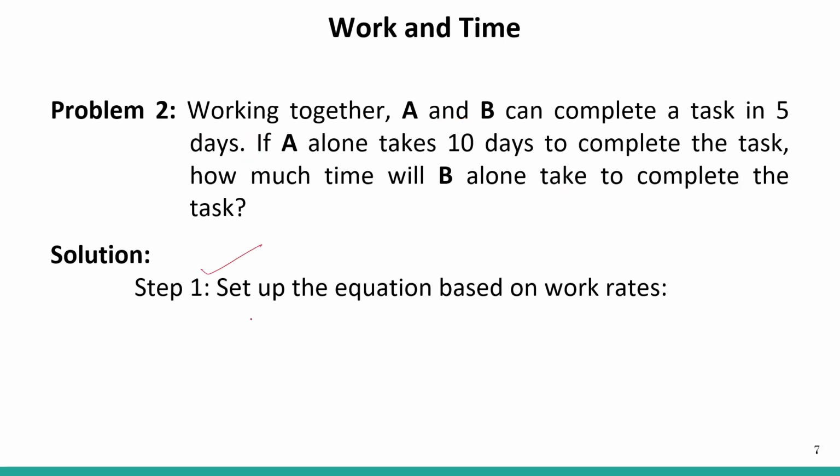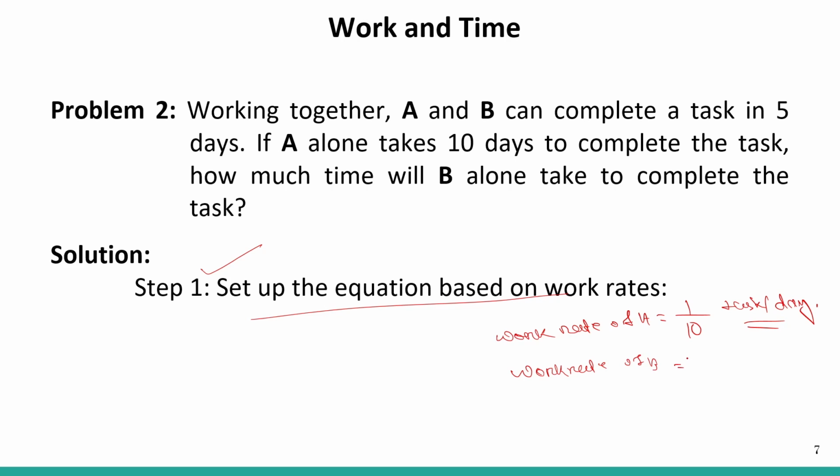What we do is set up the equation based on our work rates. The work rate of A is equal to 1 by 10, that is 1 by time, which is 10, this much task per day. So this is the work rate of A. And what will be the work rate of B? That is unknown here. So the work rate of B is equal to, we don't know till now, but we can evaluate. Let's see how we can evaluate.